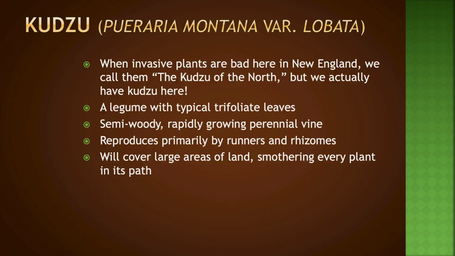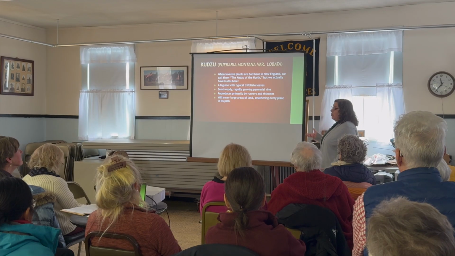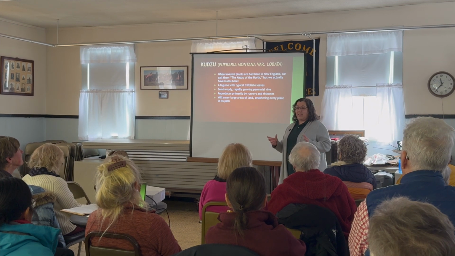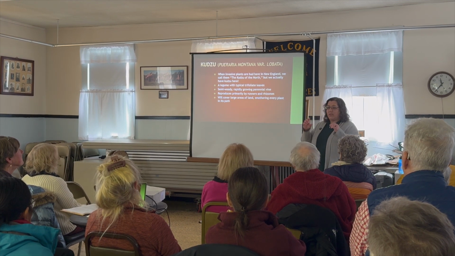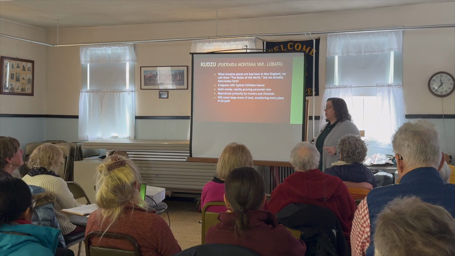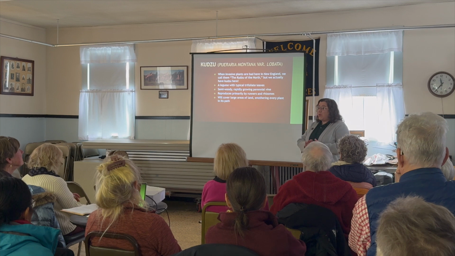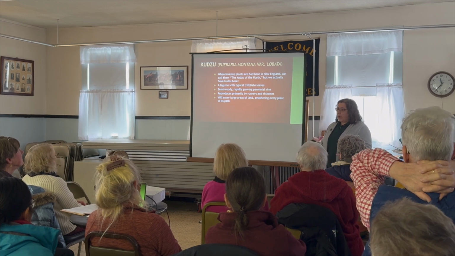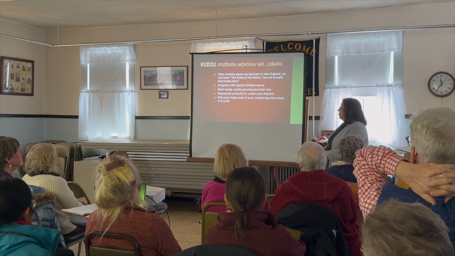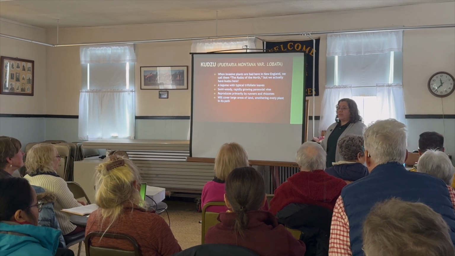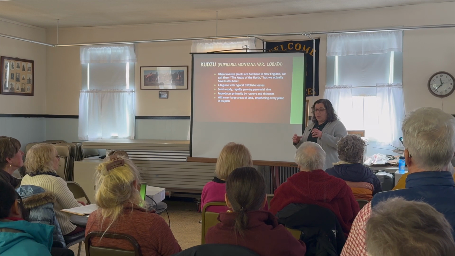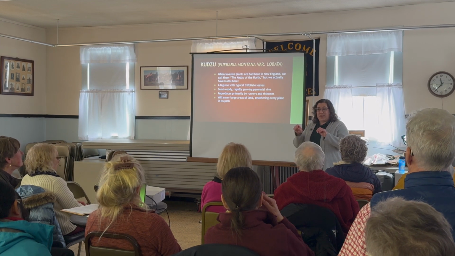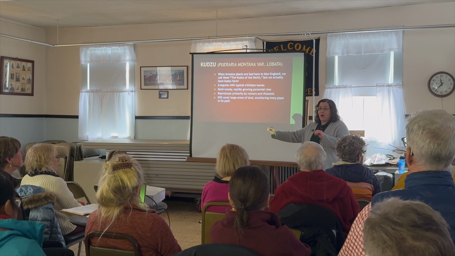Kudzu in Massachusetts. When invasive plants are bad here, someone will write an article and say it's the kudzu of the north, but we actually have kudzu here, so I wouldn't use that phrase anymore. Kudzu is a legume, so like beans, it has what we call trifoliate leaves. So each leaf has 3 lobes in a sort of triangle shape. This is a semi-woody perennial vine. It's very rapidly growing. If you've heard of kudzu in the South, you know that already. It spreads primarily by either rhizomes, so underground stems, or runners, sort of like strawberries, where the stems grow right along the ground above ground.